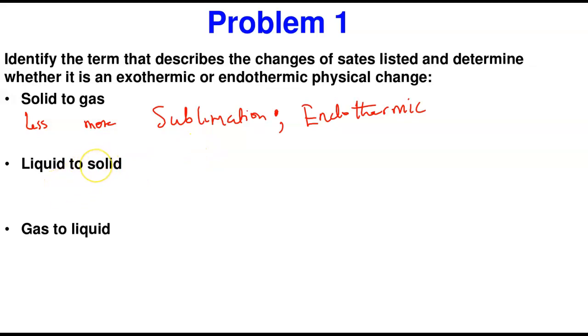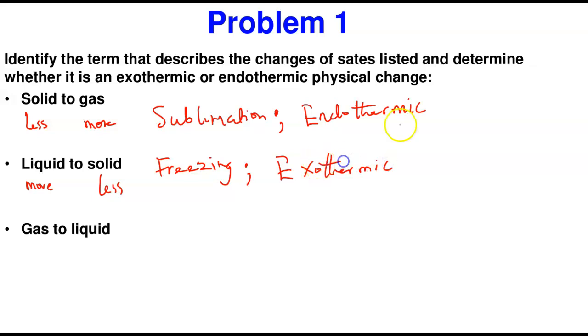Again, let's look at this one. It's going from liquid to solid. Liquid has more energy than solid. This is less energy. And if you're going from more to less, remember that is exothermic. This is like what happens in your fridge. You put your water in the fridge, it becomes solid. This is called freezing. You are freezing the liquid, and freezing is an exothermic process because you're going from a more energetic state to a less energetic state.